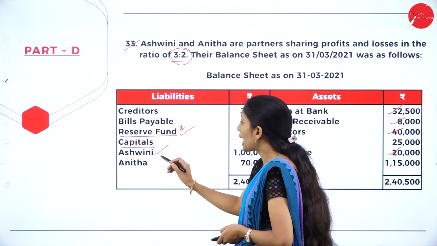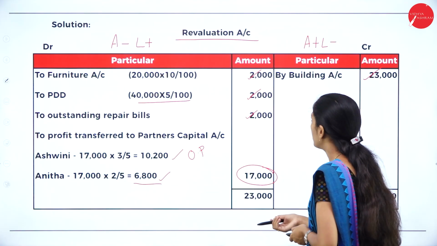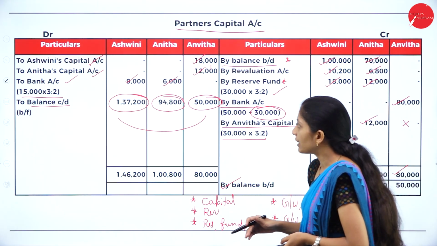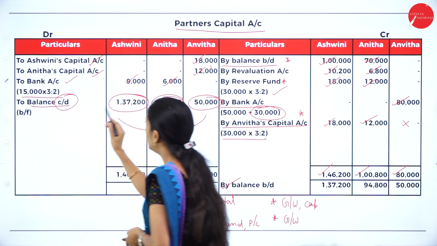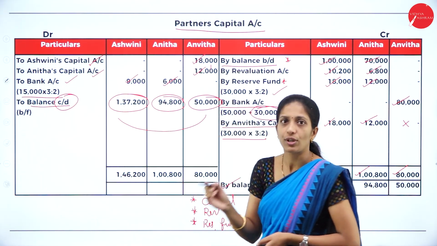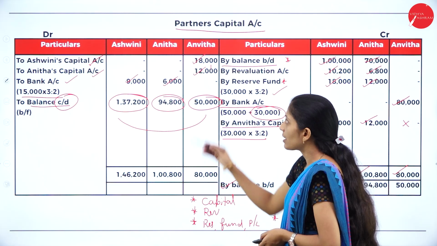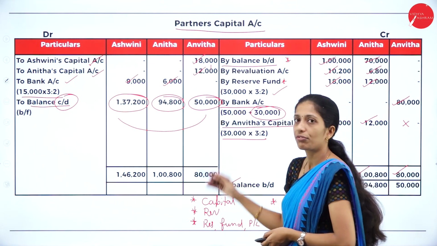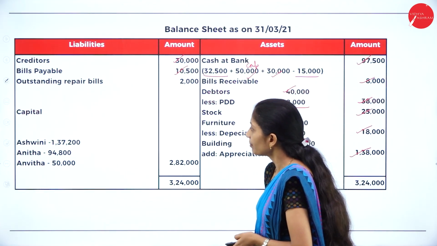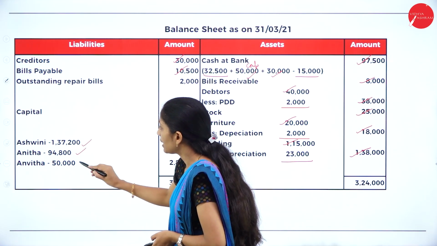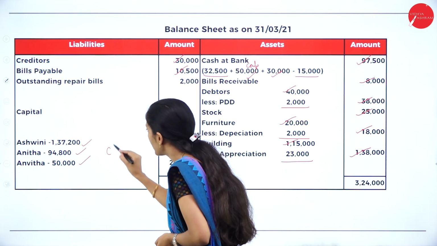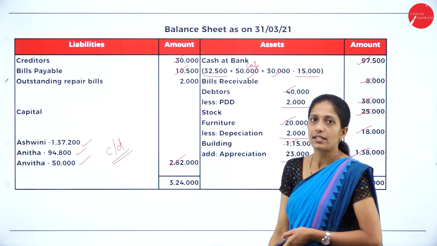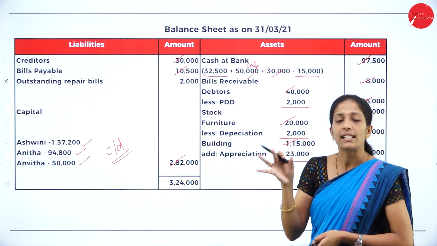Next we have capital. Capital also we have taken as by balance brought down. Correct? Now which capital will you take then? Whatever the amount you have carried down here, these three capitals we have to take in the balance sheet. So Ashwini 1,37,200, Anita 94,800 and Anvita 50,000. So that capital we have to take. So capital Ashwini, Anita, Anvita. This will be the carried down amount of the partner's capital account. Total it, so you'll get 2,82,000. So we are done with all the items in the balance sheet.